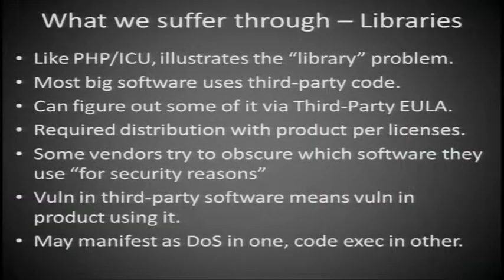So most big software uses third-party code. You can try to figure it out via the third-party license agreements. They're required to distribute with it. Some vendors, Adobe, try to obscure that. They try to hide any mention that, oh, we use this software. They really can't. They can do it a little bit. So what may be a stupid, trivial denial of service in this may manifest as a remote code execution bug elsewhere. So that's why you want to care about a library and you don't want to dismiss a little denial of service. It could be much worse.